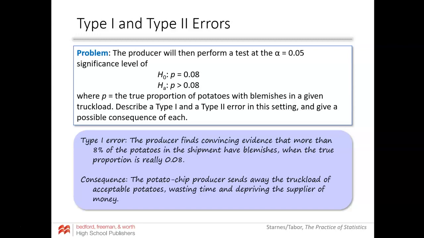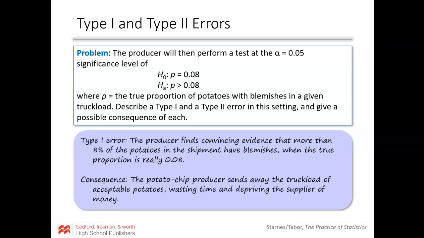So you would have wasted supplies, money, time, and the supplier themselves is probably going to be a little feisty because you sent them away and actually their potatoes were good enough. So that's the issue with making a type 1 error in this context.